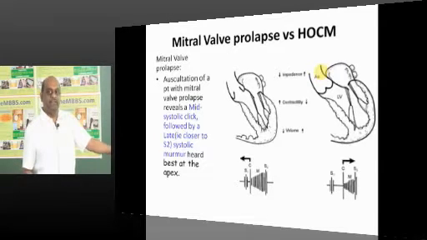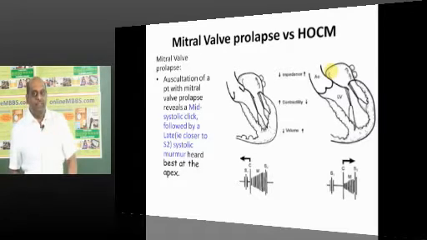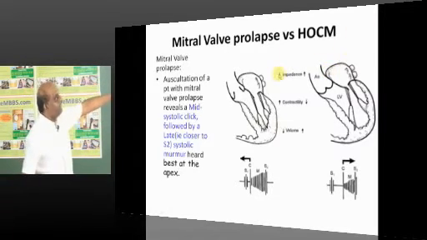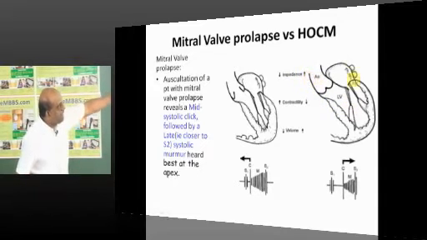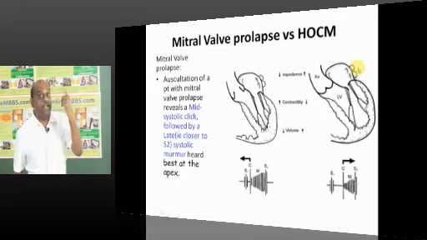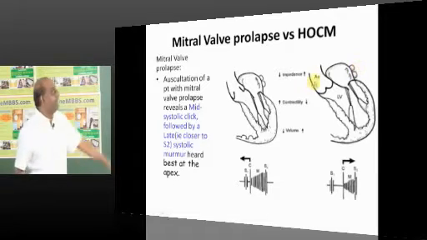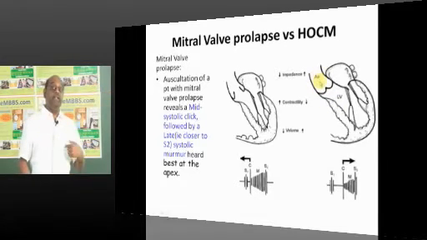You didn't understand? Were you there when we were talking about it? I think why MVP worsens with high aortic root pressure, that you understood, but you didn't understand why HOCM improves, no? HOCM is a dynamic obstruction.